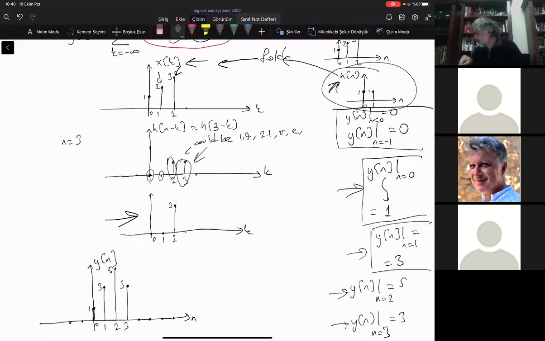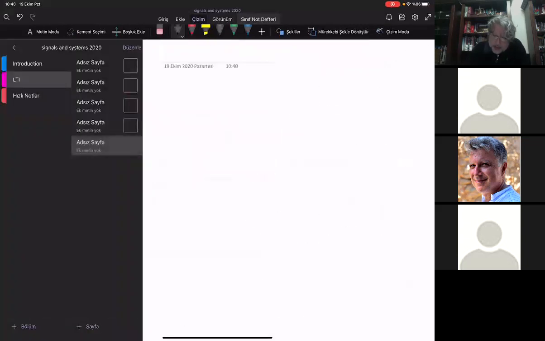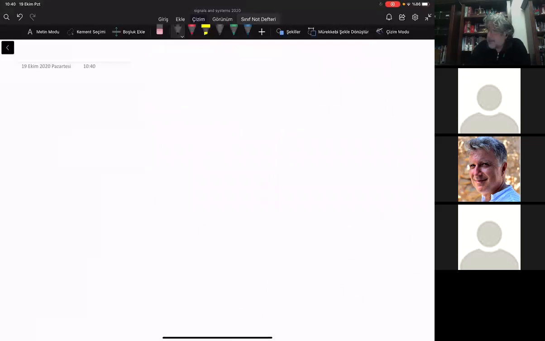Now, I want to give another example, which is an infinite way of making convolution, like this.